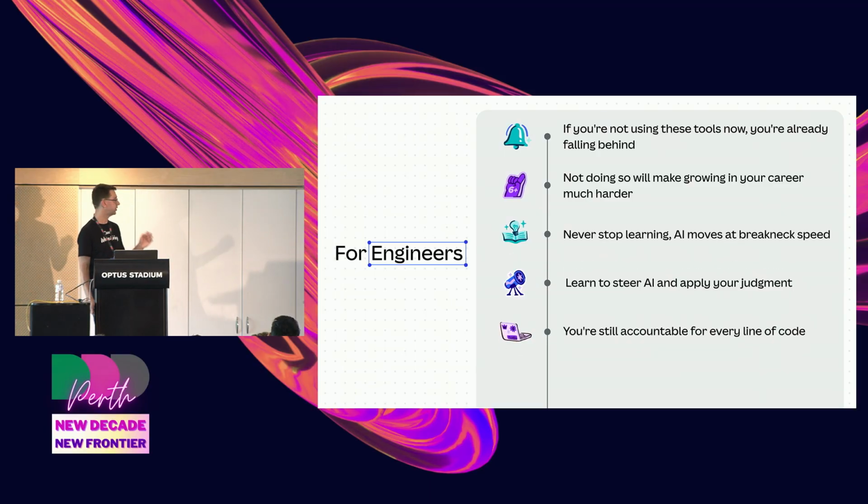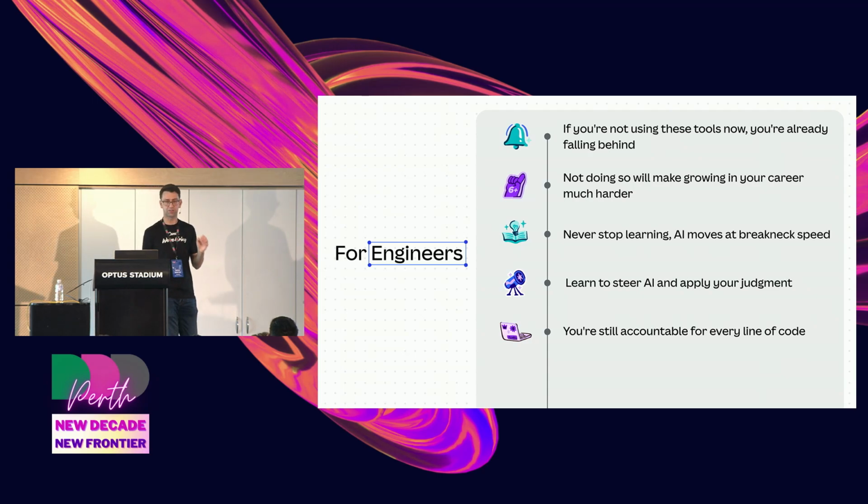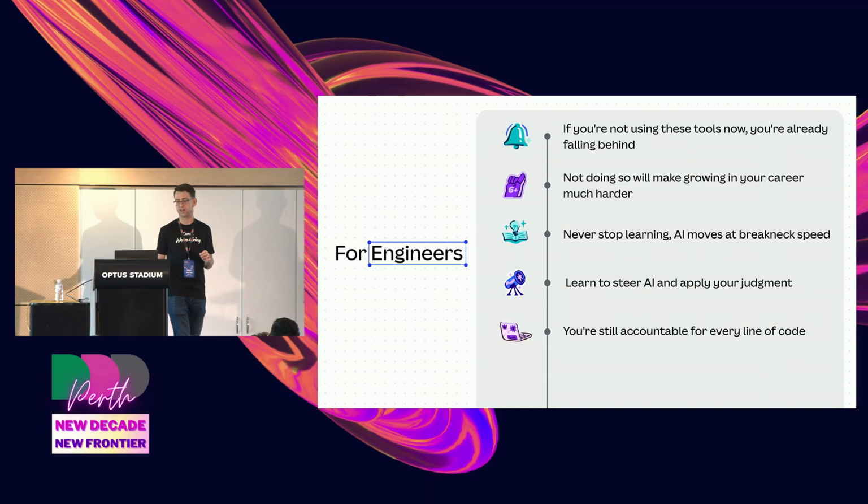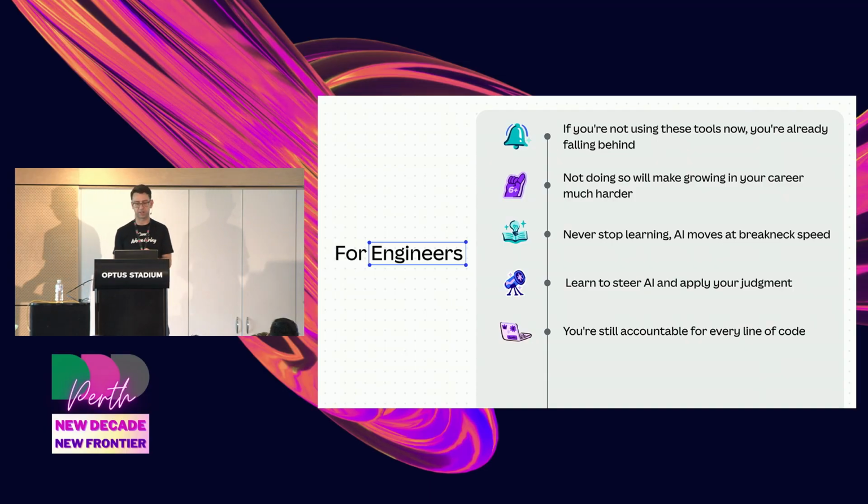And remember, you're still accountable for every line of code. This is crucial to understand. AI doesn't change your responsibility as an engineer. I've seen engineers fall into the trap of thinking that just because they're using AI-generated code, somehow the quality bar doesn't apply to them. This is a really dangerous mindset. Whether you wrote it by hand or you prompted an AI to generate it, it's still your code.